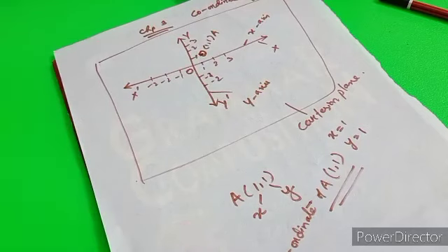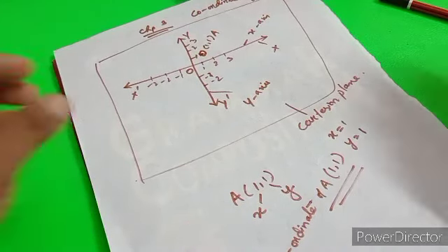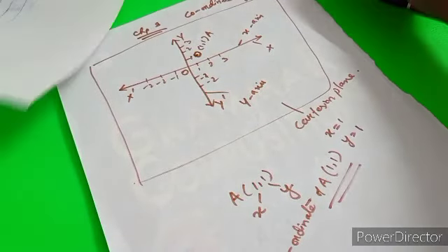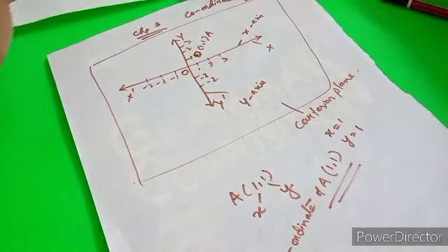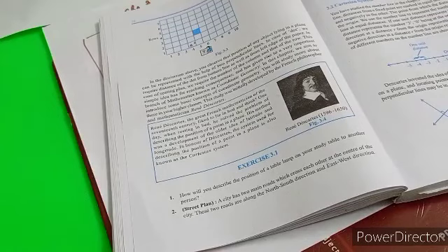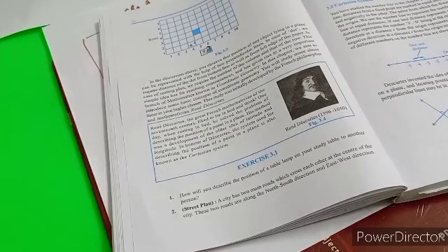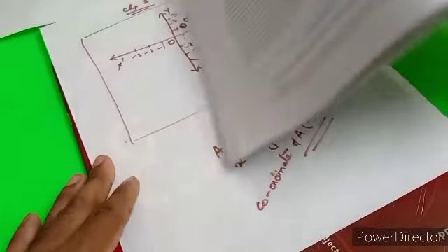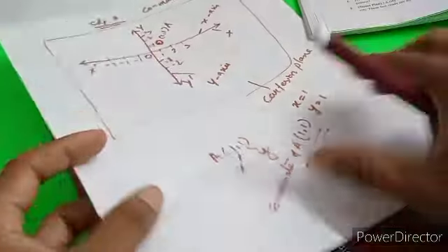I hope you have understood the basic concept about the Cartesian plane. Now, let me take some of the most important parts here. Let us discuss exercise 1.1, question number 1. How will you describe the position of a table lamp on your study table to another person? We need to explain the position to another person.